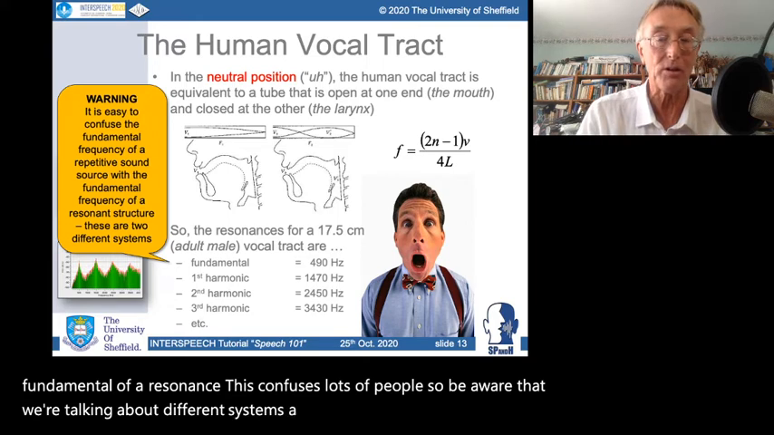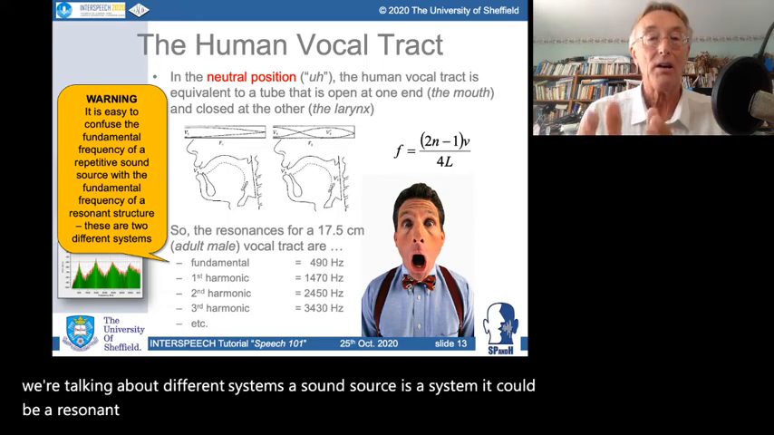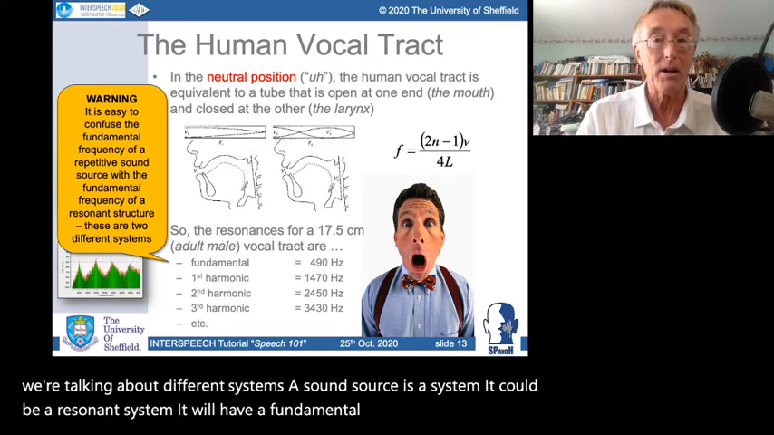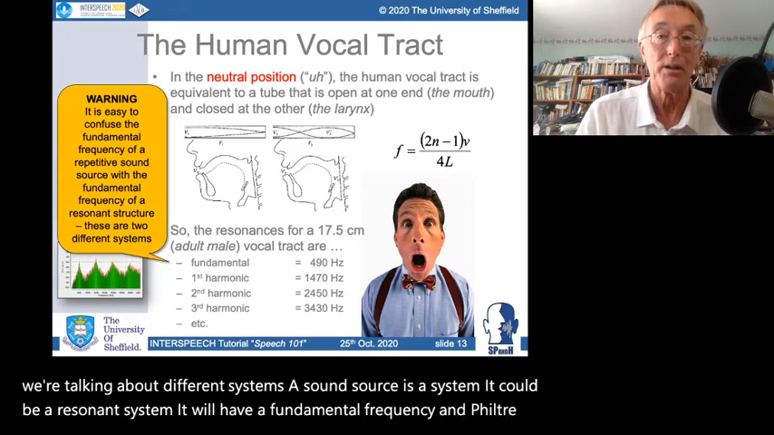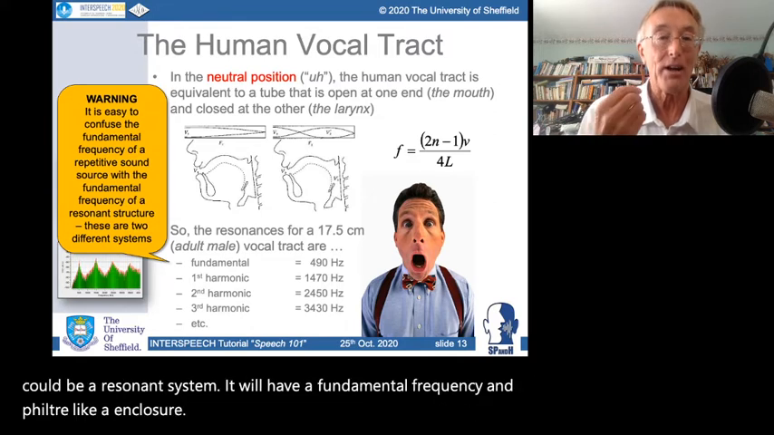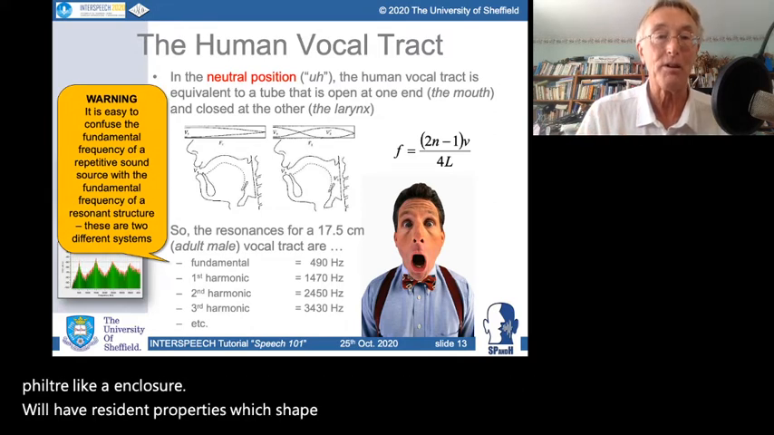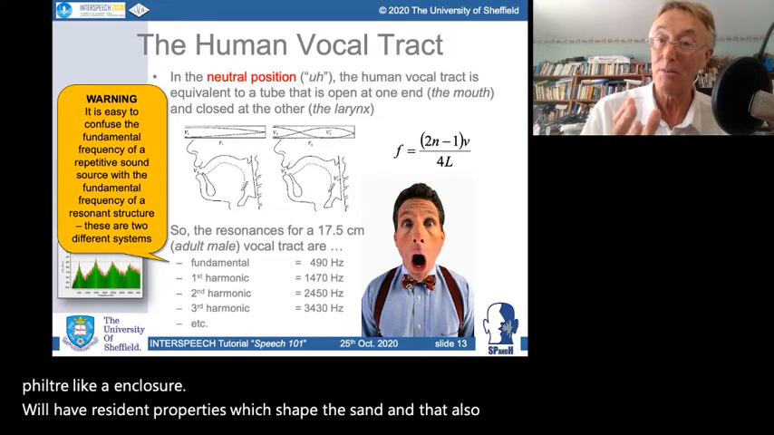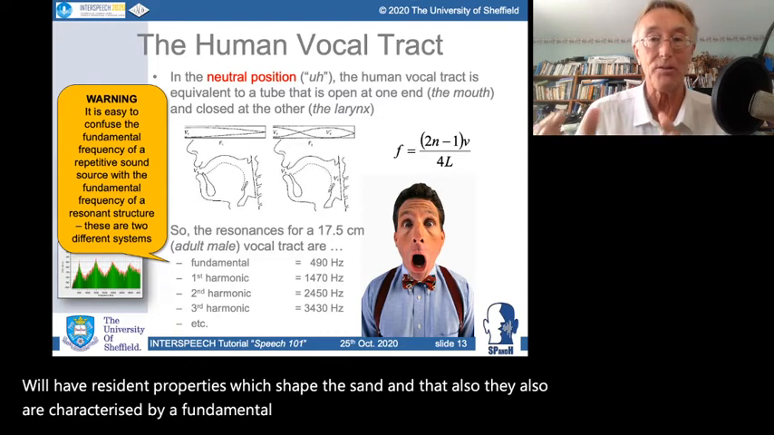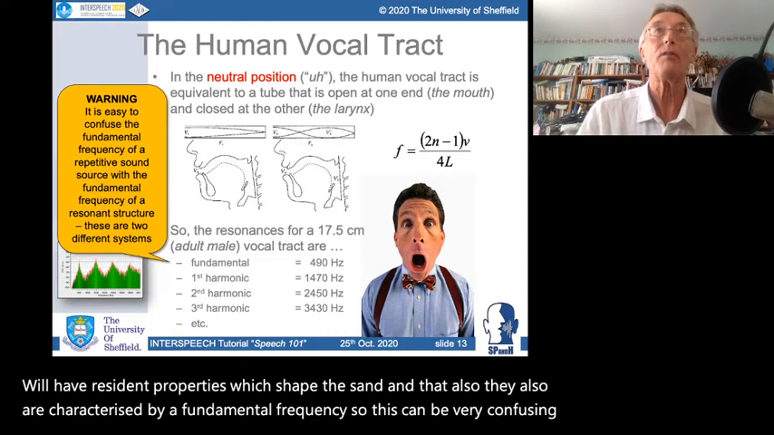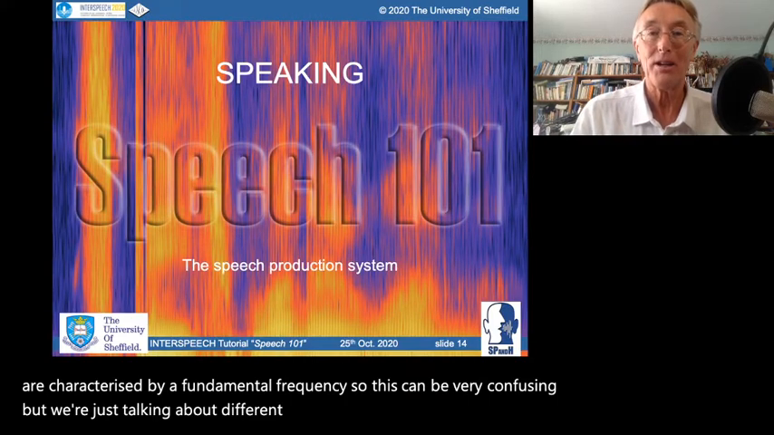It will have a fundamental frequency. And a filter, like an enclosure, will have resonant properties which shape the sound, and they also are characterized by a fundamental frequency. So this can be very confusing, but we're just talking about different systems. Okay, so that's our sound.